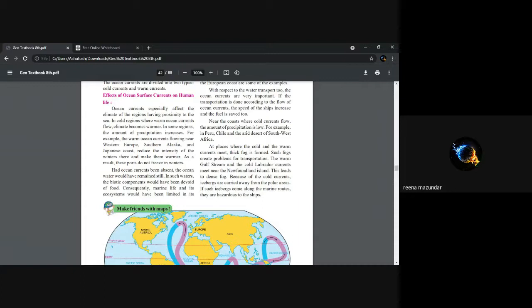Okay, what is the result of warm currents flowing along this region? Mansi? The poles do not freeze in winters. Very good, Mansi. Yes, Nidhi. The poles do not freeze in the winter. Very good. Yes, Hariom. The poles do not freeze in winter. Very good.